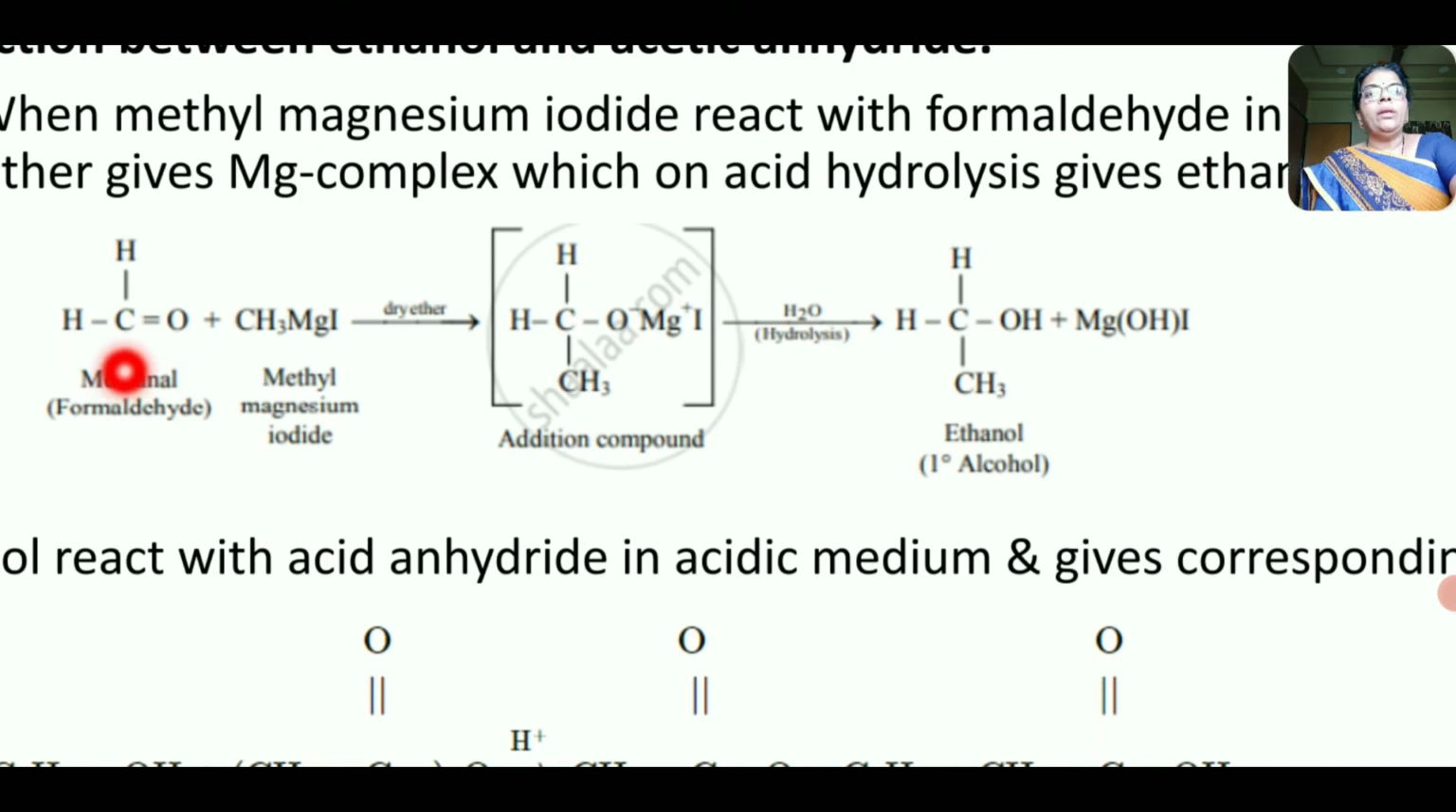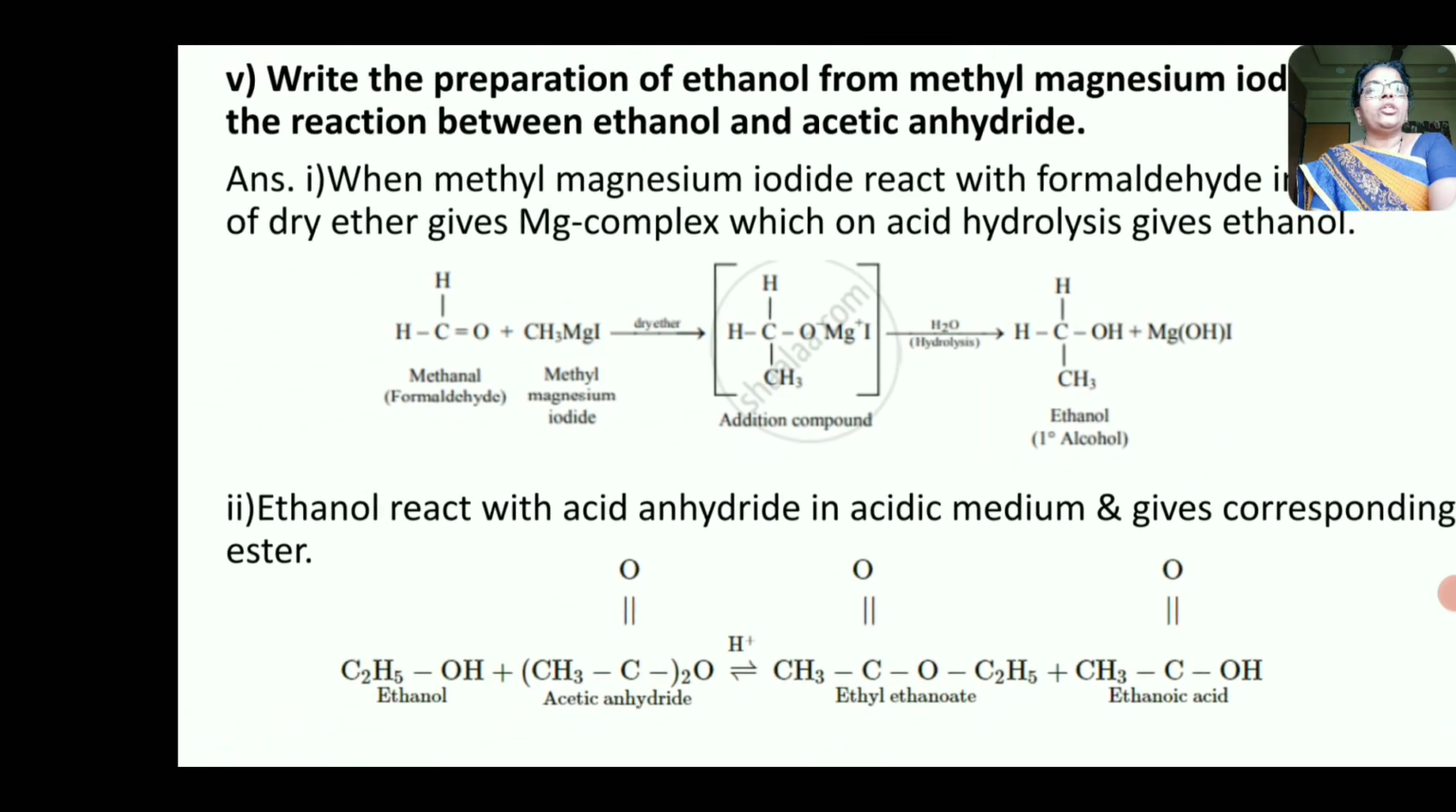carbonyl carbon. Addition of this Grignard's reagent, that is CH3MgI, takes place across the double bond of this carbonyl group of formaldehyde, and this CH3 gets attached to this carbonyl carbon and MgI gets attached to this oxygen atom to form this addition product, that is magnesium complex. And this magnesium complex on acid hydrolysis gives ethanol, that is CH3CH2OH plus Mg(OH)I. In this way, formation of ethanol takes place from Grignard's reagent, that is methyl magnesium iodide.